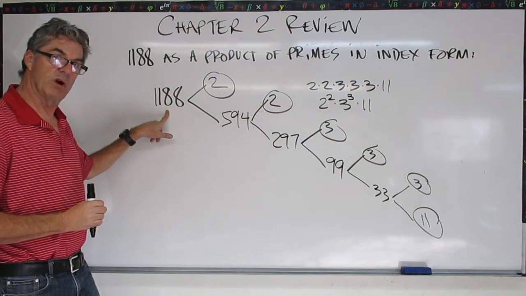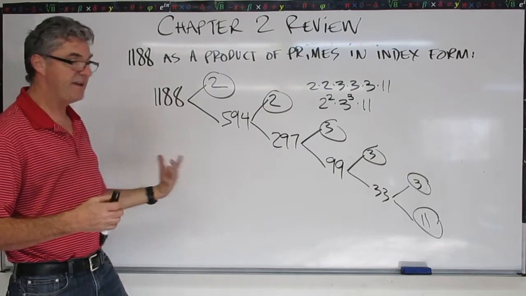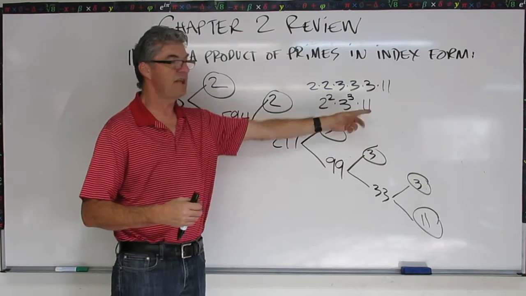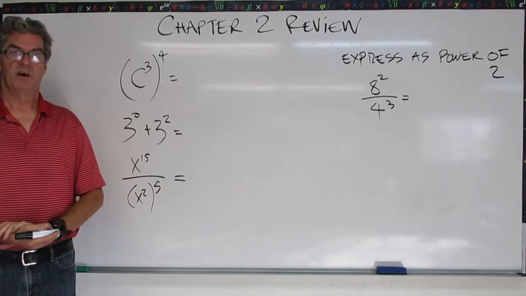And if you want to check your work, you can just pull out your calculator and do that. Put in 2 squared times 3 to the third times 11. You should get 1188. Okay, let's do a few more problems.